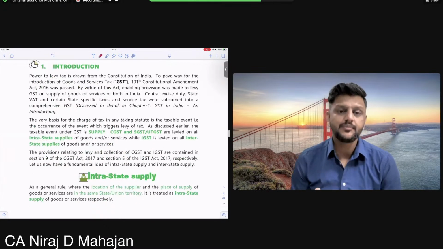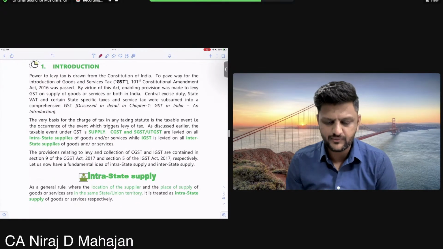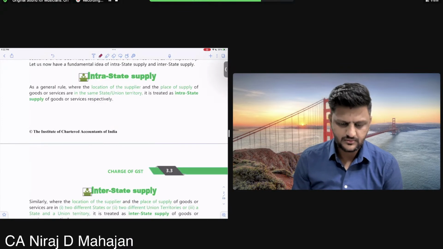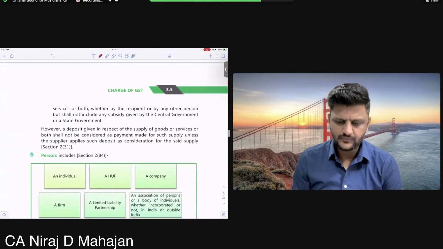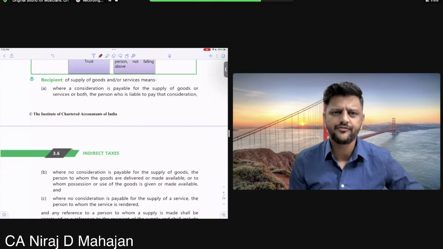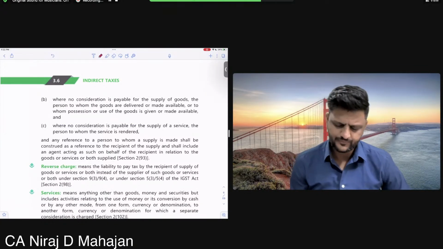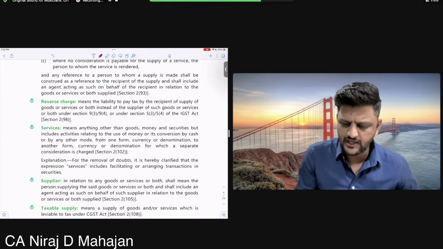So what is inter-state supply? What is inter-state supply? This we have already covered, children. So again, there will be repetition. Business, definition of business, definition of consideration. Reverse charge means the liability to pay.